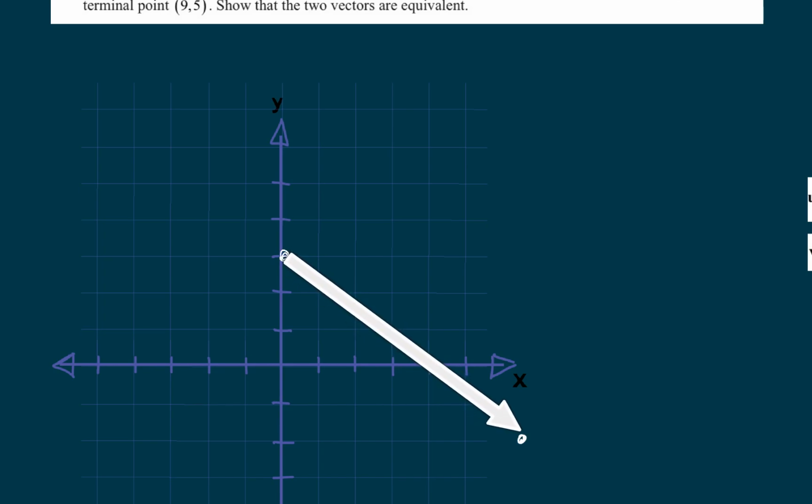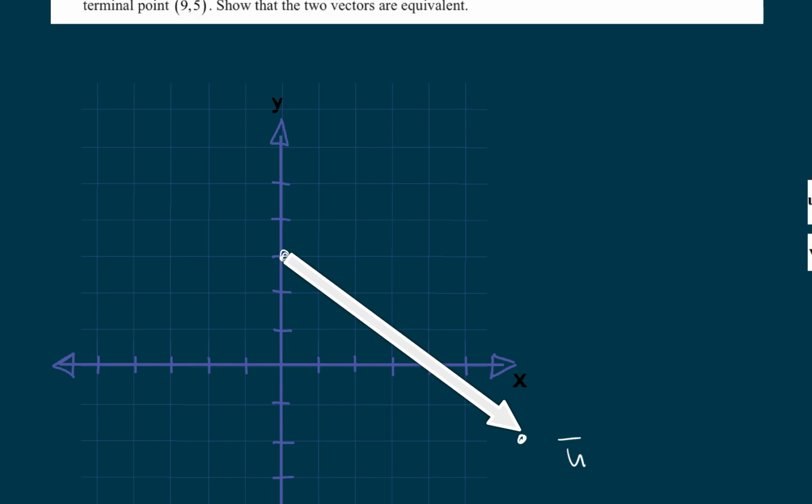From the tail to the head. And the other vector is some vector that has the same magnitude and the same direction. How will we do the problem? First step, find u. This is the vector u, and we have to find u.